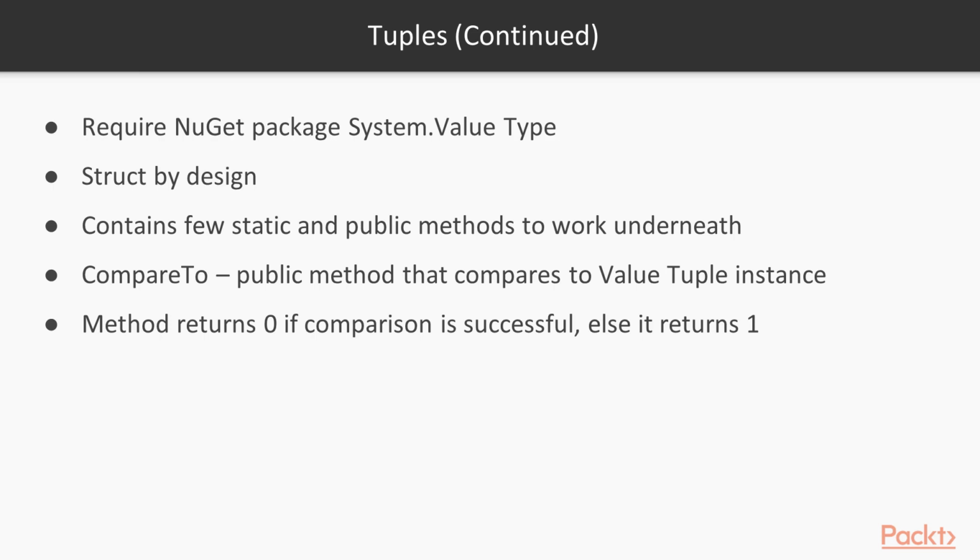Tuples in C# 7.0 require the new NuGet package System.ValueTuple type. This is nothing but a struct by design. This contains a few static and public methods to work underneath. CompareTo is a public method that compares to the value tuple instance. The method returns 0 if the comparison is successful, else it returns 1.